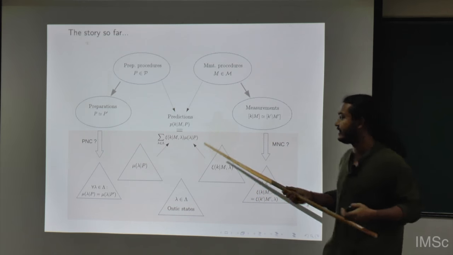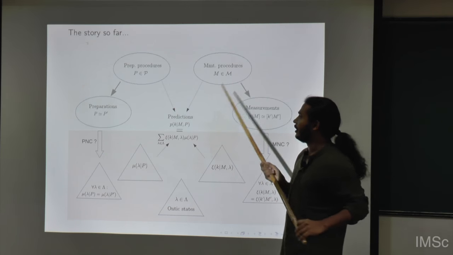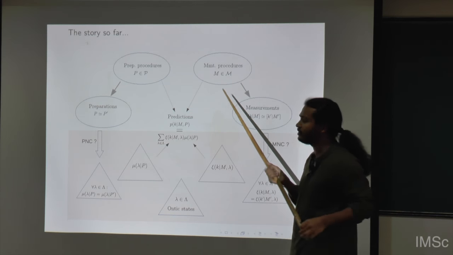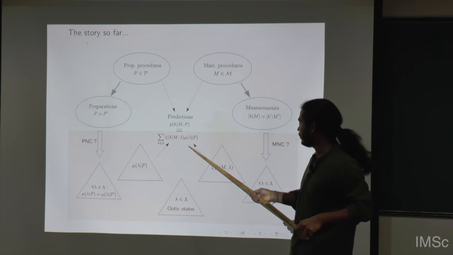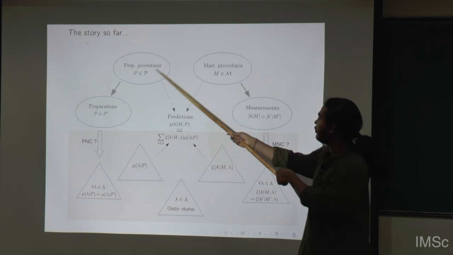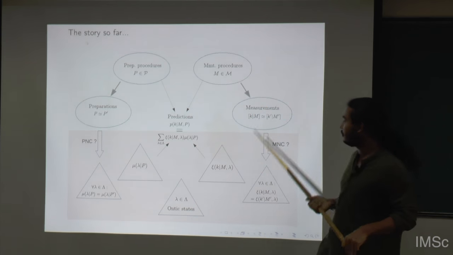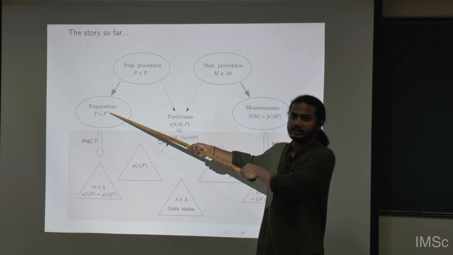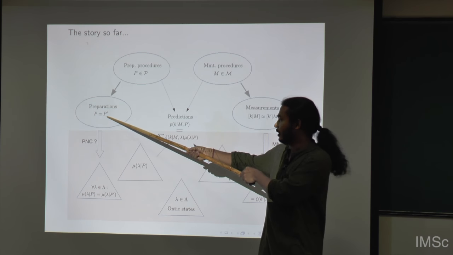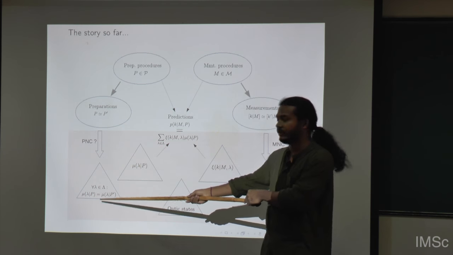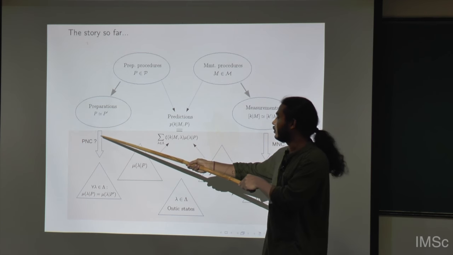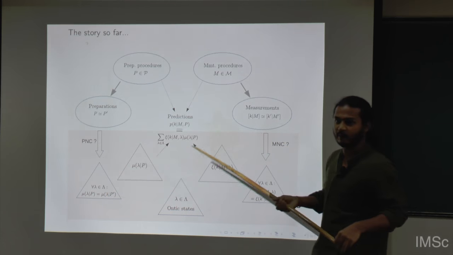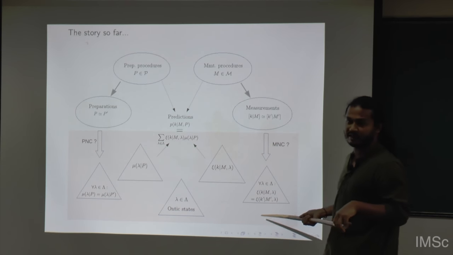Okay, so the story so far is this. This is the space of operational theories: preparation and measurement procedures, predictions, what we care about. This is the ontological model. Here the primitives are the ontic states; there, the primitives are the operations that you do. What we want to do is preserve certain equivalence relations. There's an equivalence relation in the operational theory, and we want to preserve it in the ontological model. We want to say that the reason these are operationally equivalent is because they're represented the same way. Similarly, we want to preserve this equivalence relation here.